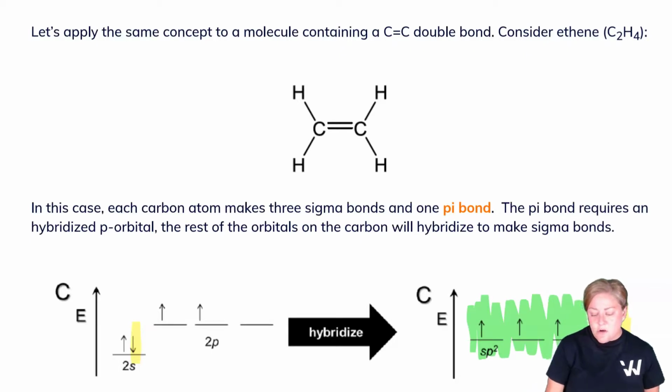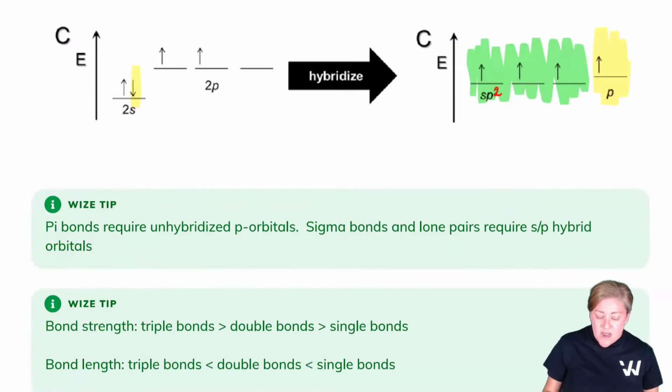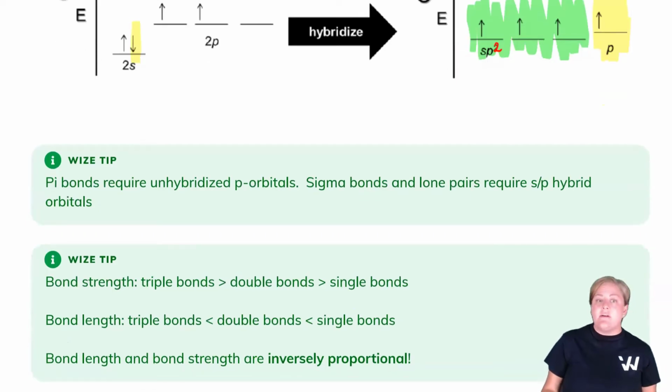You'll notice a new name, sp2. And that's because we have 1 s and 2 p orbitals to consider. Pi bonds require unhybridized p orbitals. Sigma bonds and lone pairs require the hybrid. So hopefully you're starting to see a bit of a pattern.